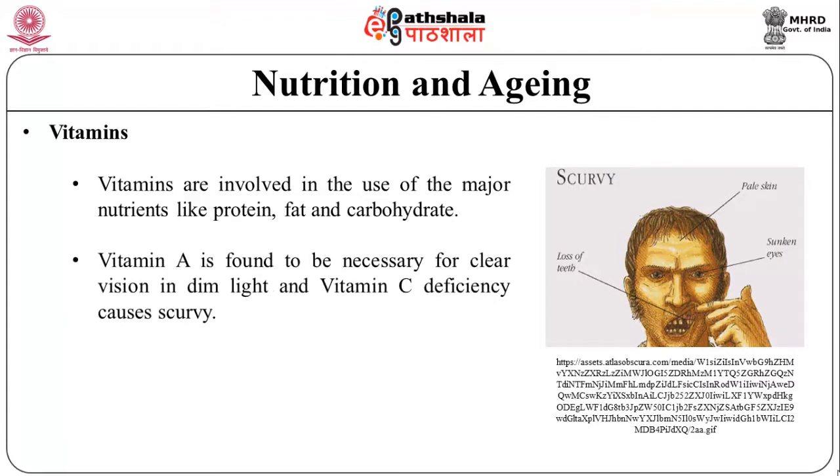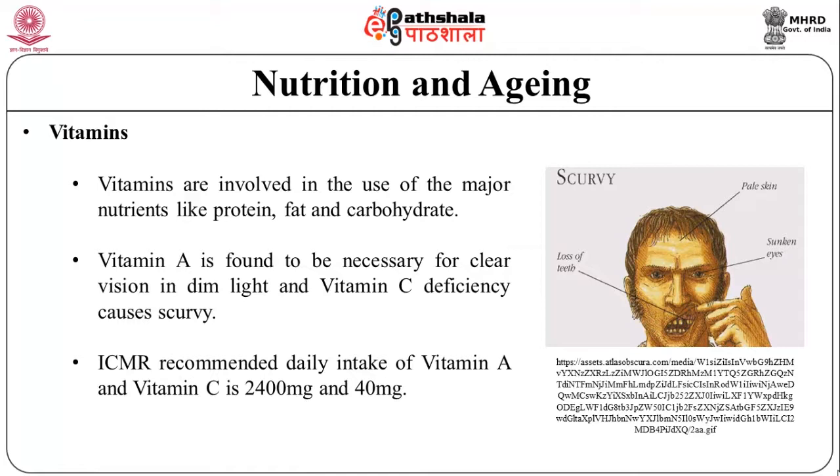Vitamin A is found to be necessary for the clear vision in the dim light, and vitamin C deficiency causes scurvy. ICMR recommended dietary intake of the vitamin A and C is 2400 mg and 40 mg respectively.